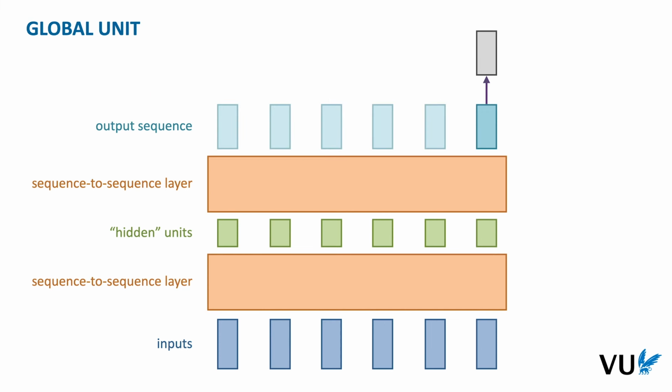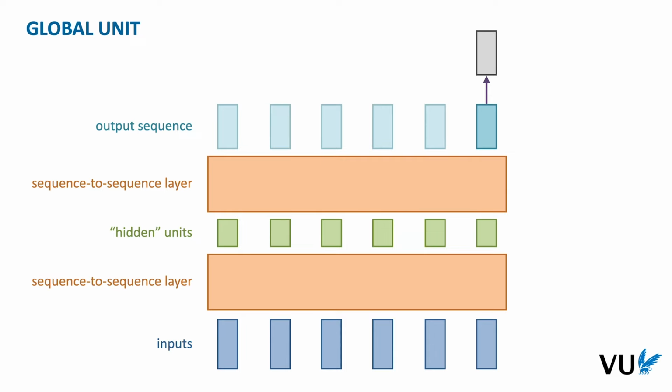We can also simply assign one of the units of the output sequence as our global unit, the unit that we choose to represent the whole sequence, and just ignore the rest. And then we can feed that through, for instance, a feed-forward neural network to reshape it to the right number of classes.